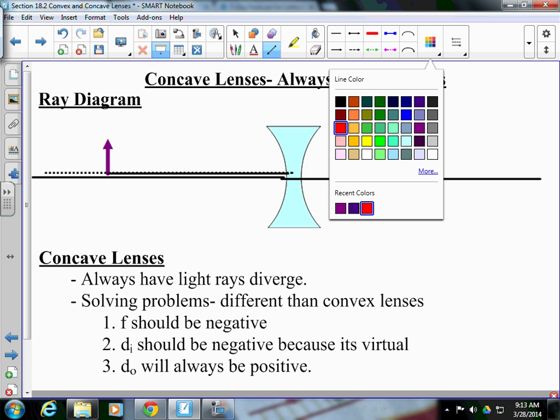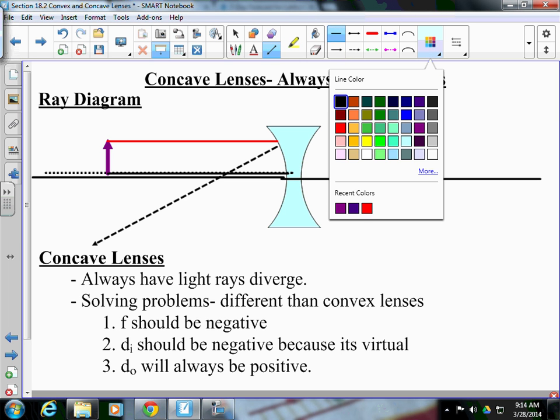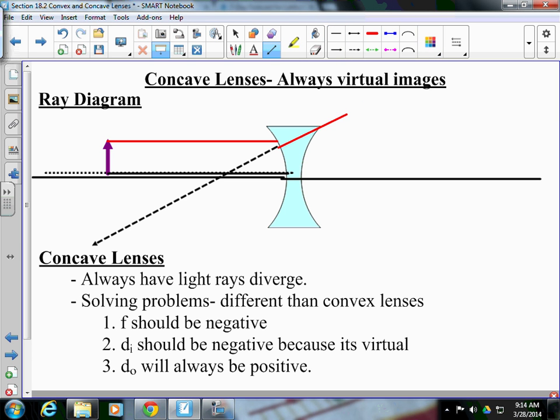What we would have is, if this was a mirror, again, we're going from the top to the mirror or the lens. If this was a mirror, the light would bounce back like this through the focal point. But since this is not a mirror, it's a lens, what we see is this light would continue traveling like this.